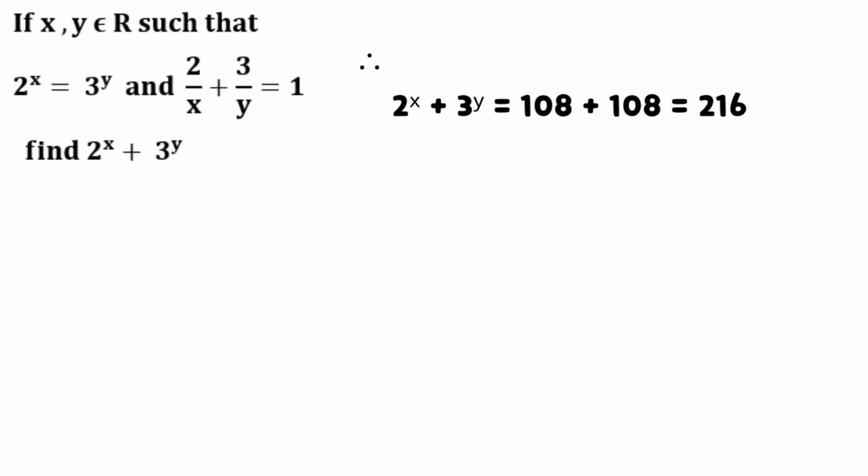Therefore, the sum of 2 to the power of x and 3 to the power of y equals the sum of 108 and 108, which equals 216.